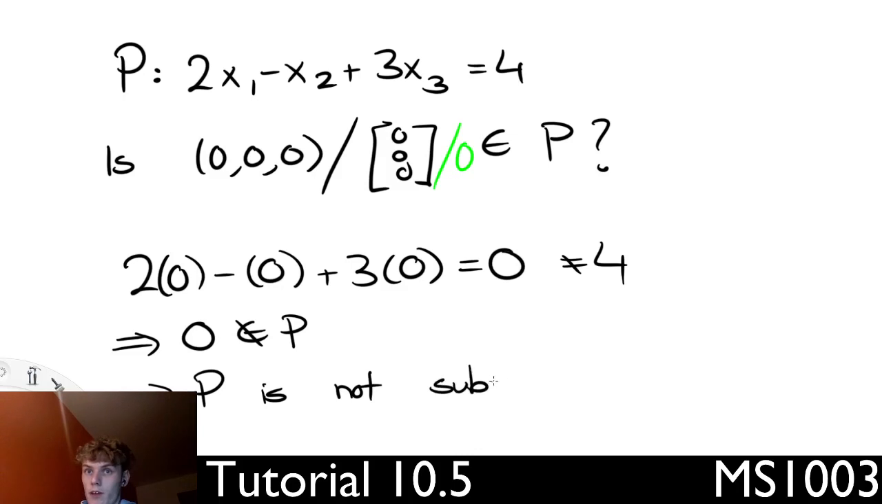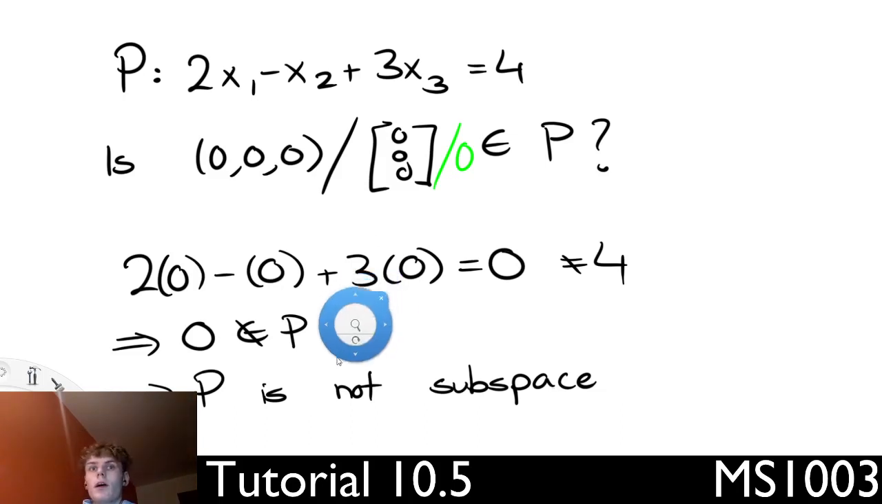That's all you have to do, okay? When you're asking whether something is a subspace, the first thing you should be checking is: is 0 a part of it? If it's not, then you can immediately say it's not a subspace. Done.